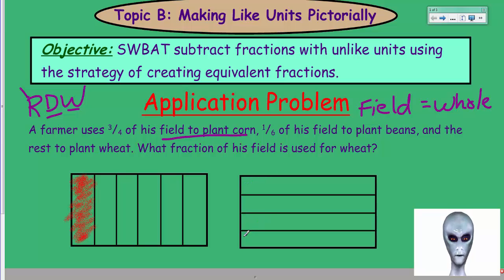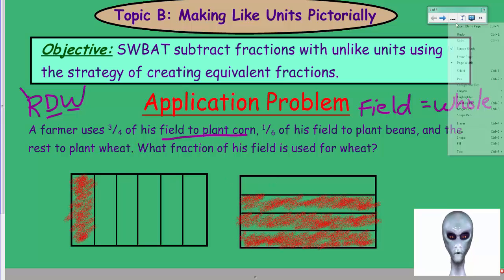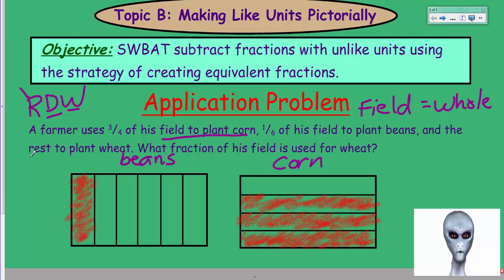I'm going to go ahead and just shade this one in 2. So that's 1/4. Now I have 2/4. And then here 3/4. So now I have 3/4 of my field is corn. So I could show that this is the corn. And this, of course, is the beans. But it said the rest of it is going to be wheat. We don't know how much that is.